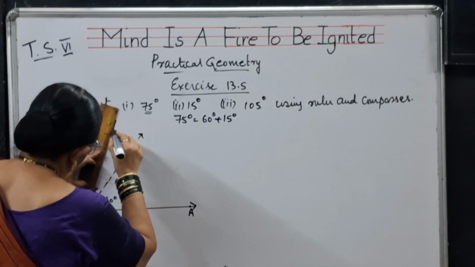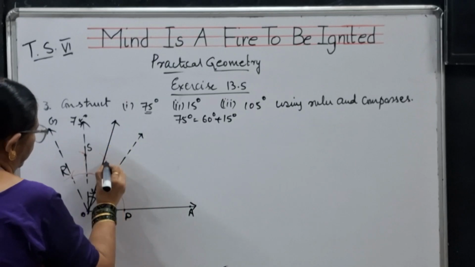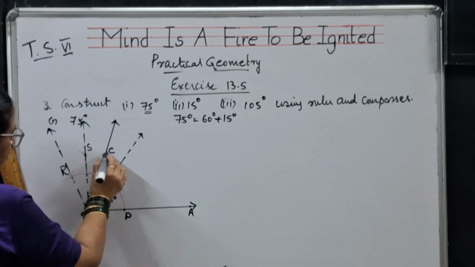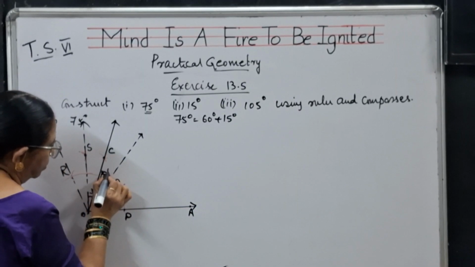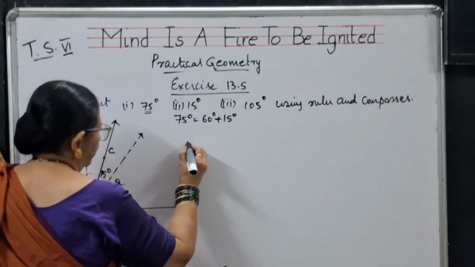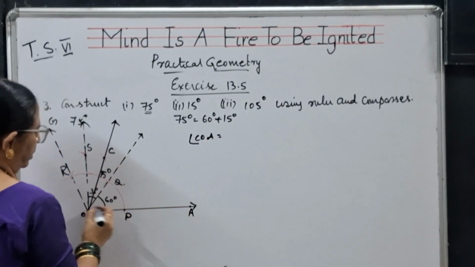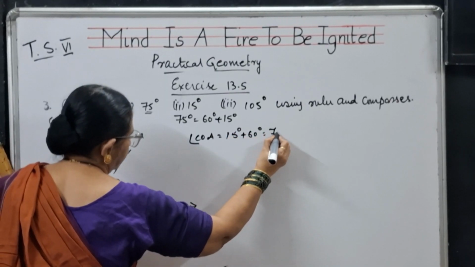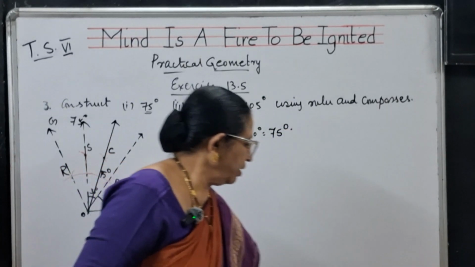So this is the angle. Let me take this point as C. COA. See, now this angle is 15 degrees, and this angle is 60 degrees. So what is angle COA? Angle COA is nothing but 15 degrees plus 60 degrees, 75 degrees. So this is how I have constructed 75 degrees.